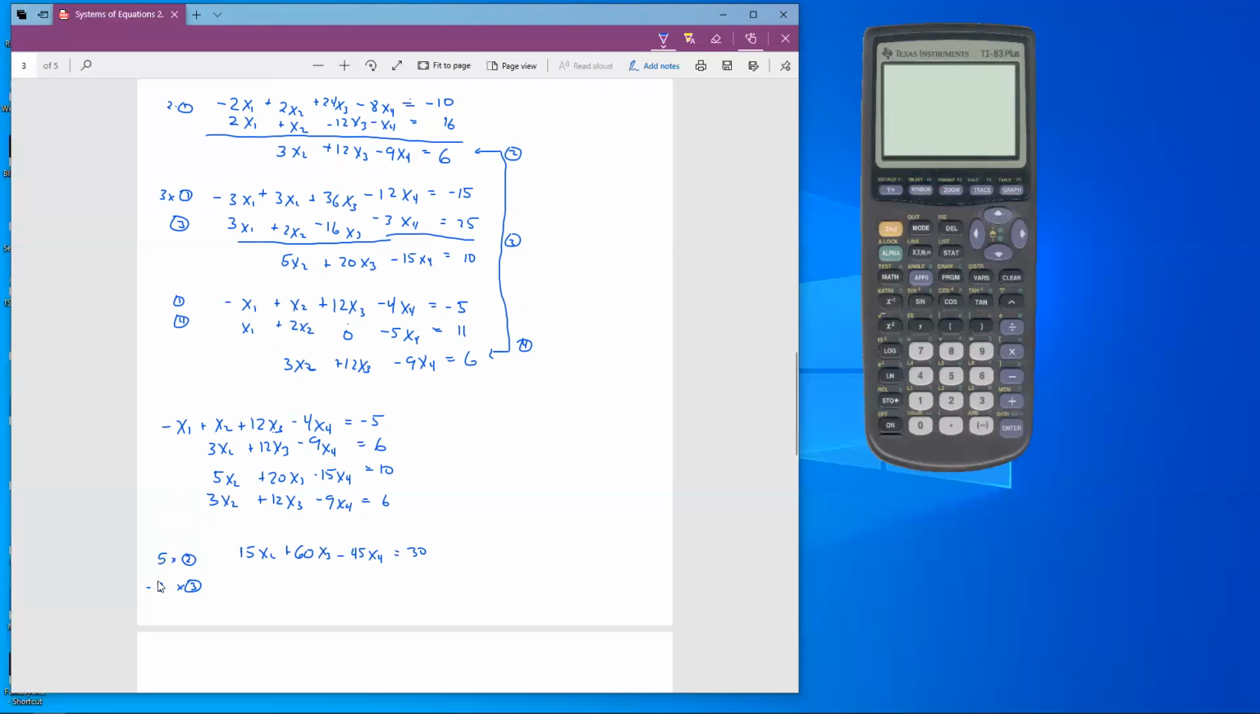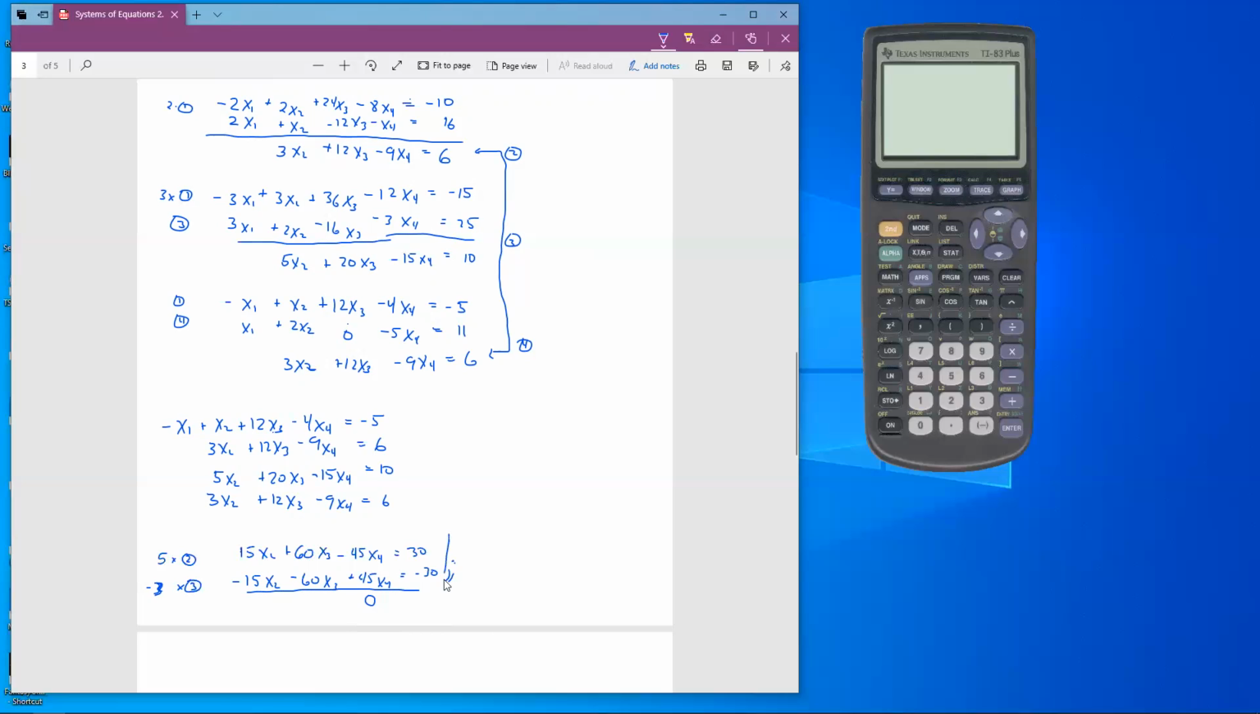Minus 3. I don't want to do minus 2. I want to do minus 3. There we go. Okay, so minus 3 times that, that's going to be a negative 15x2 minus 60x3. Okay, 3 times 15, that's going to be 45. That's a negative sign here, right? That's the negative sign. So that's going to be a positive 45x4, and that is equal to negative 30. When I add these together, you get 0.